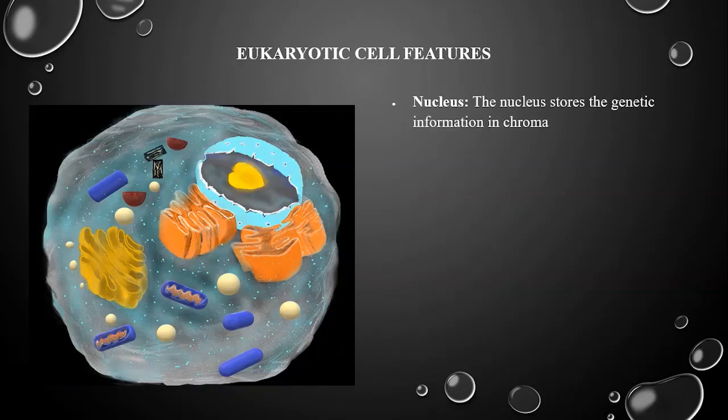The nucleus stores the genetic information in chromatin form. It is a membrane-bound organelle that contains the cell's chromosomes. We can see there are pores in the nucleus, through which the nuclear membrane allows the passage of molecules in and out of the nucleus.